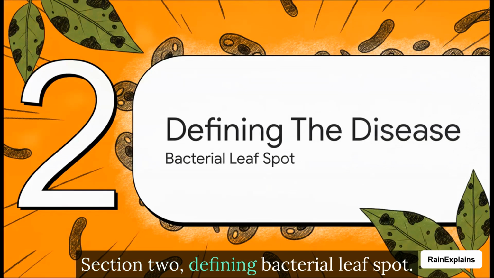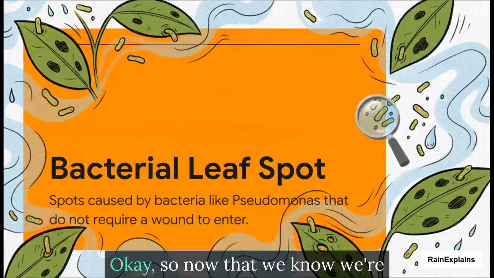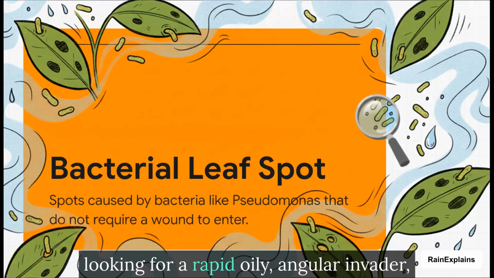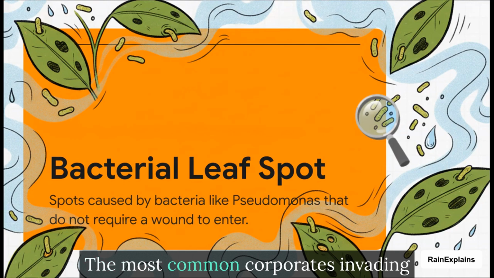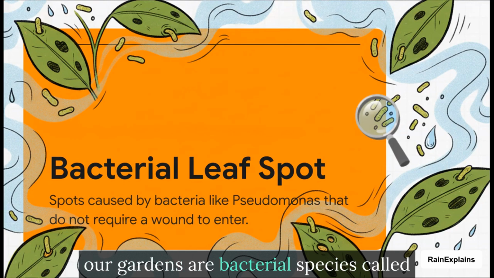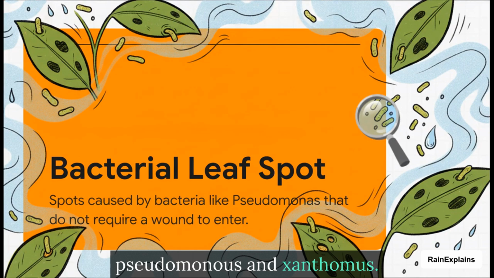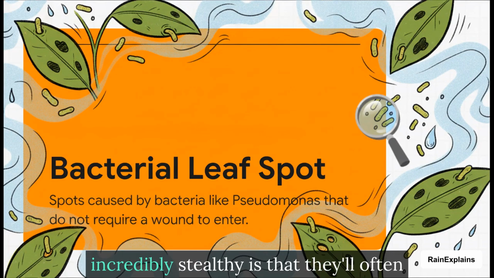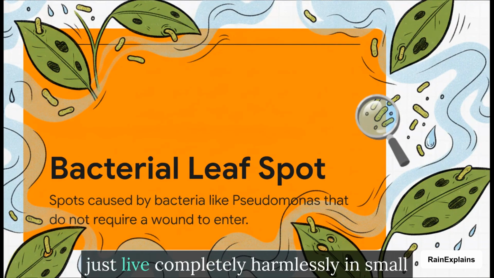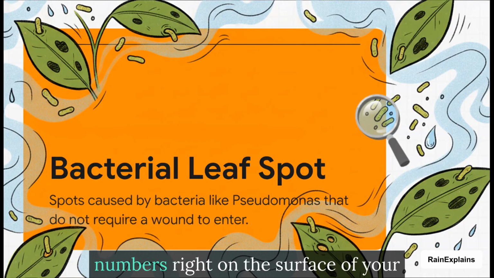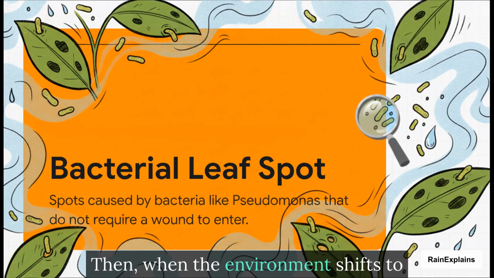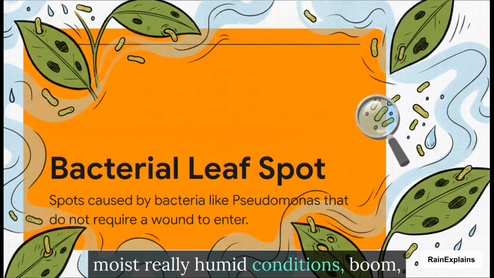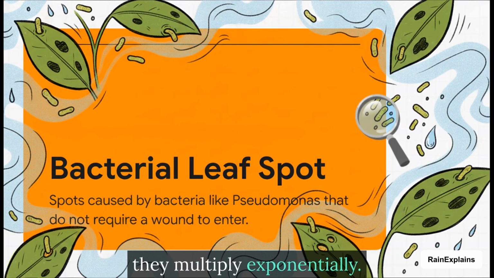Section 2, defining bacterial leaf spot. Okay, so now that we know we're looking for a rapid, oily, angular invader, let's actually identify the specific offenders. The most common culprits invading our gardens are bacterial species called Pseudomonas and Xanthomonas. And what makes these bacteria so incredibly stealthy is that they'll often just live completely harmlessly, in small numbers, right on the surface of your plant leaves, just hanging out, waiting. Then, when the environment shifts to moist, really humid conditions, boom, they multiply exponentially.